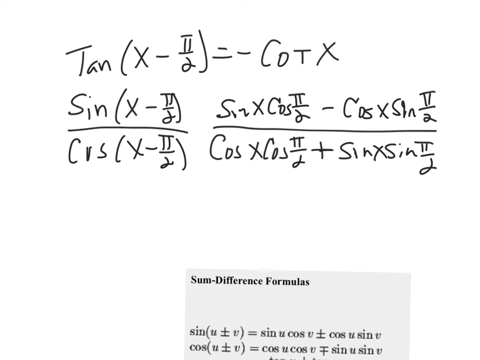And then we can get to do some simplifying. Let's see, let me get a pointer. The cosine of pi over 2 is the cosine of 90, which is 0. So that whole term is gone. And I know the sine of pi over 2 is 1. So that becomes negative cosine of x times 1 over positive sine of x times 1.